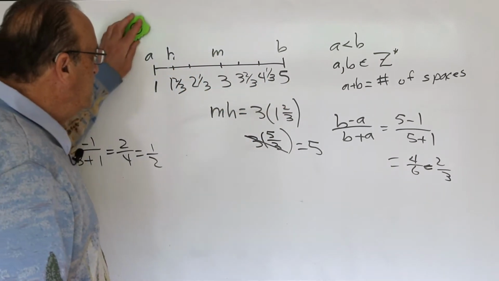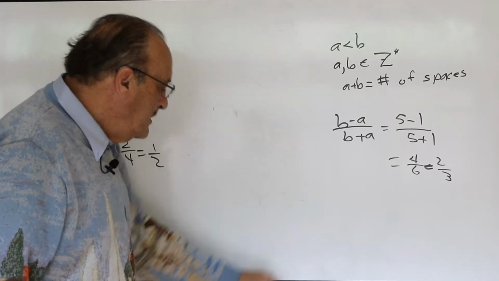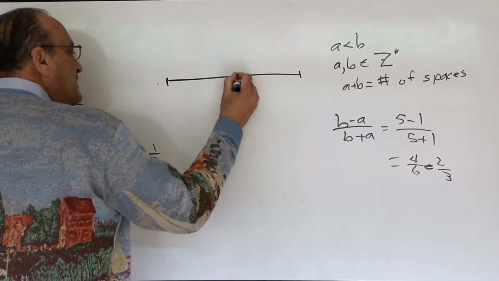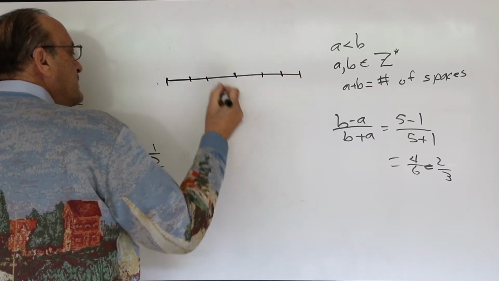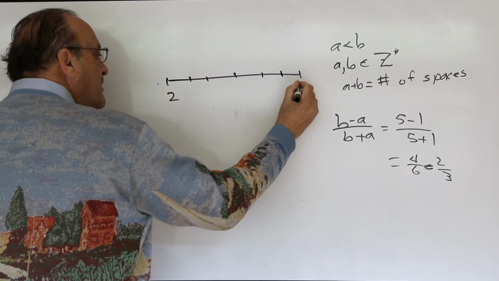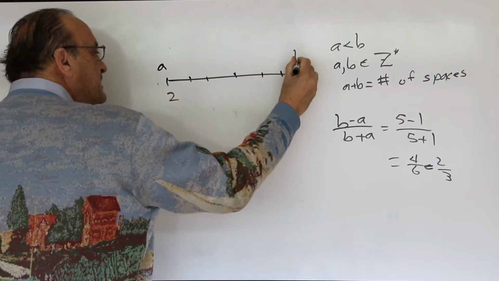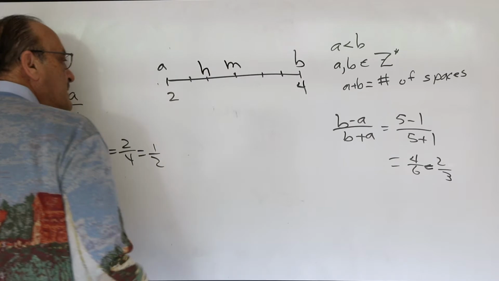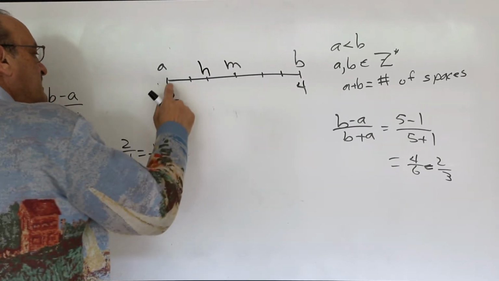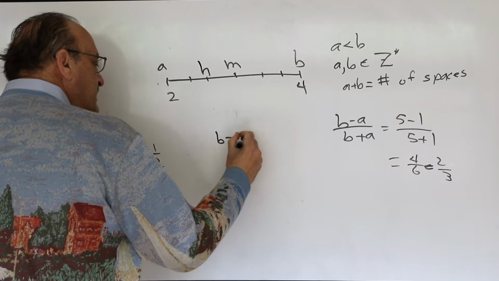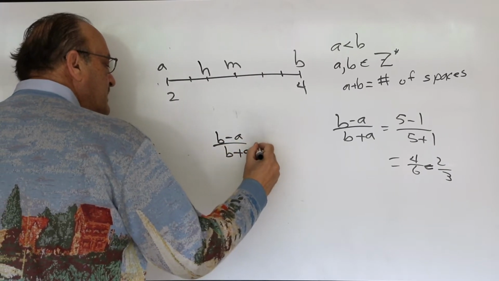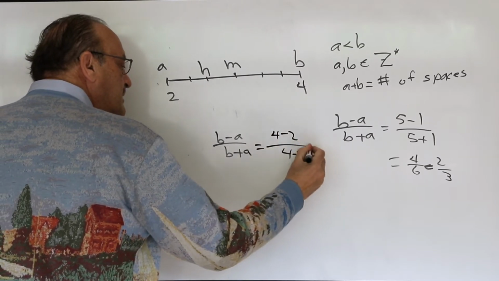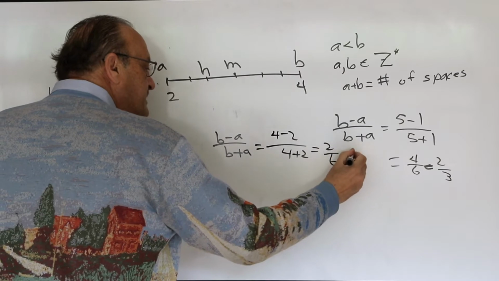The next example would be the same number of spaces. This time 2 and 4. And this is still A, this is still B, this is still M in the middle. And for H, we go over 2 spaces. And to find the value of each space, again, it's B minus A over B plus A equals 4 minus 2 over 4 plus 2 equals 2 over 6 equals 1/3.